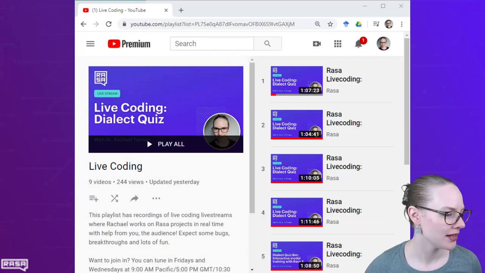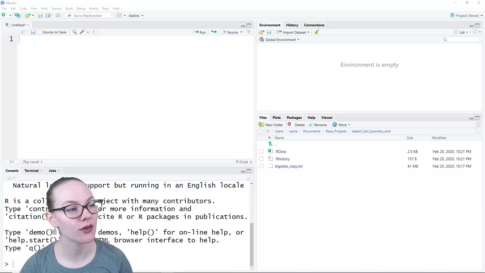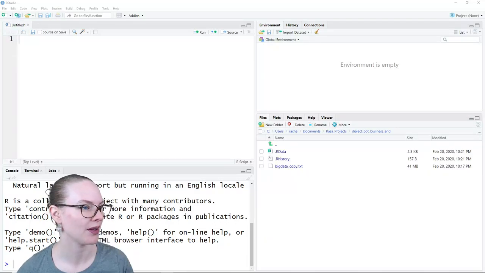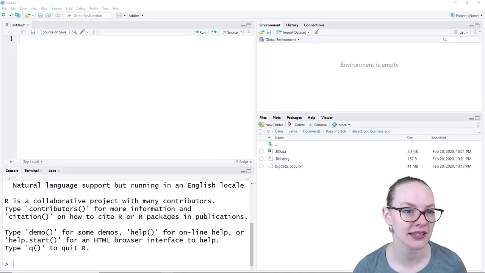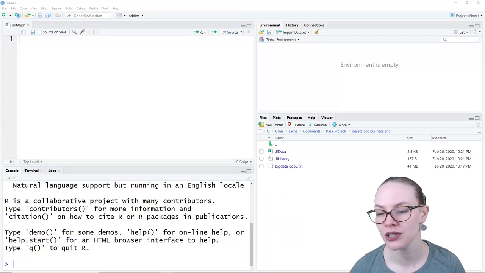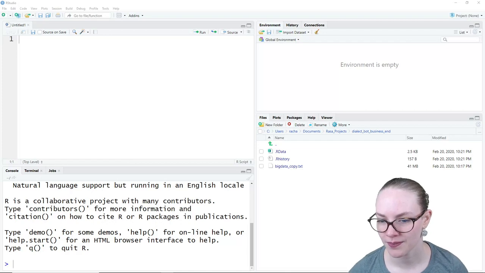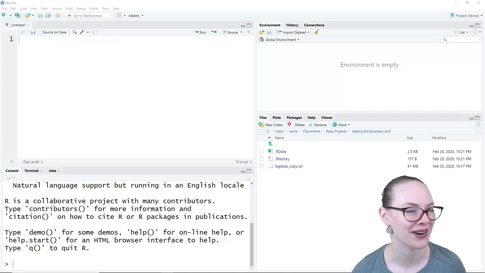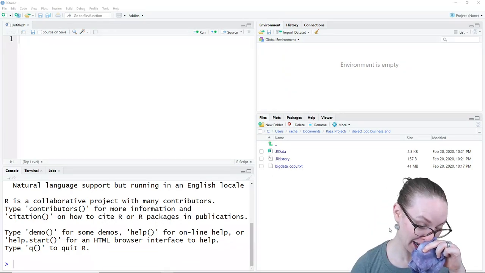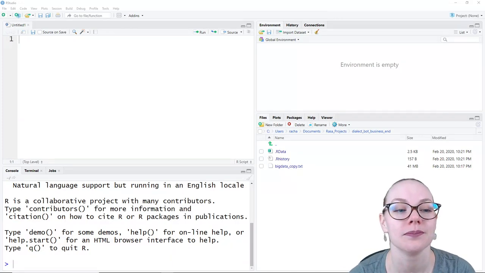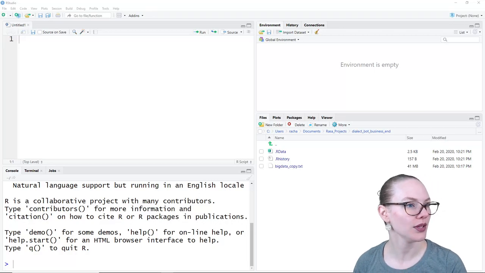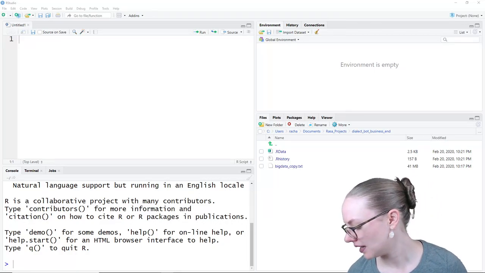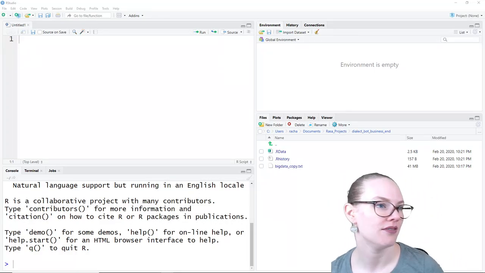All right, there we go. Back to the code. If you're unfamiliar with this IDE, this is RStudio. It's for the R language, which is what we're going to be using. We're going to be working on data cleaning. So we have a data set that is very big.